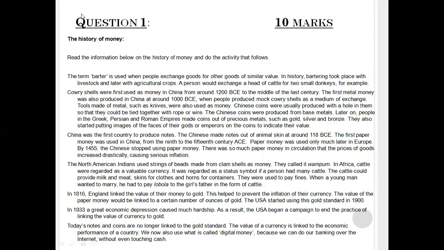We now also use what is called digital money because we can do our banking over the internet without even touching cash. Right, so this was just a little bit of a story of how the history of money was working. Actually, as I said, it normally started with bartering where they exchanged goods, and how it changed over the years. Right, let's look at the questions.